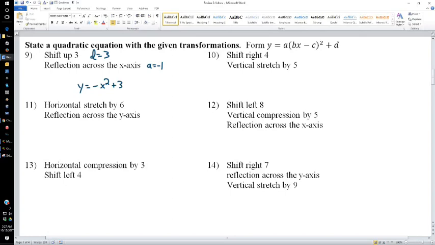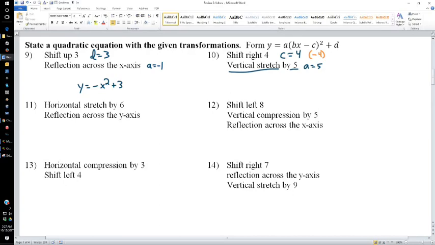Alright, so shift right 4. Shifting right and left, that's a C thing. But remember, we have to flip that C. So your C value is 4, but when we put it in, remember it's going to be flipped, so that's going to be a negative 4. That's how we're going to put it in. And a vertical stretch by 5, so that is an A value. That's the verticals. Your A is 5. So just check your boxes and see where it flips. If you look for vertical stretch, you'll realize, oh, that's in the A box. So that's the A value of 5.